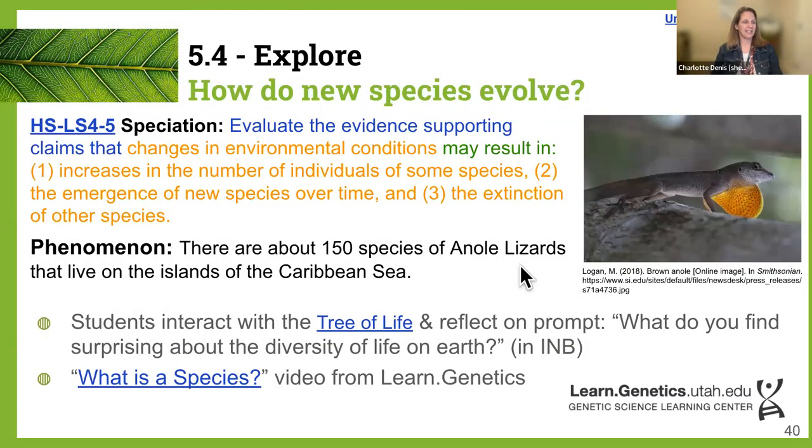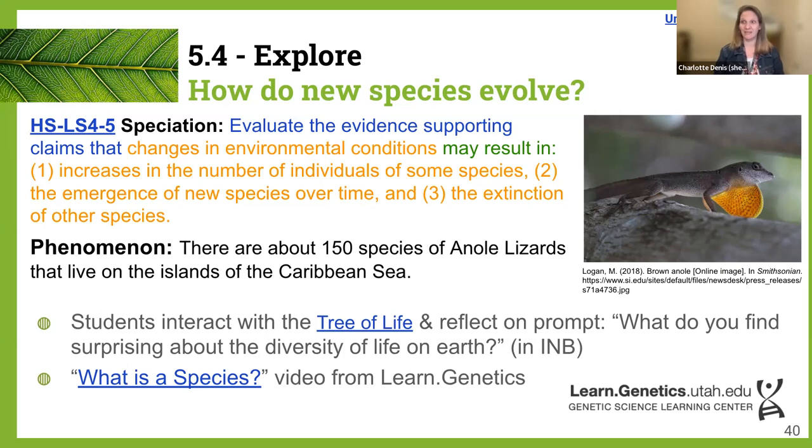So that leads us then into speciation, right? How do new species evolve? And this standard is very specific, right? It says that there are three things that happen when environmental changes occur.